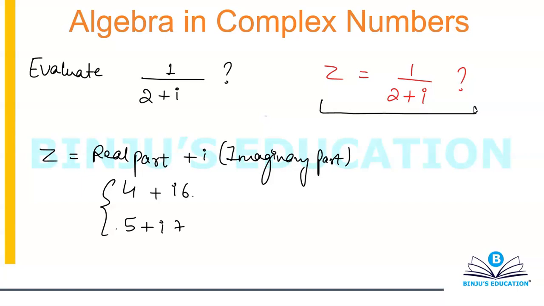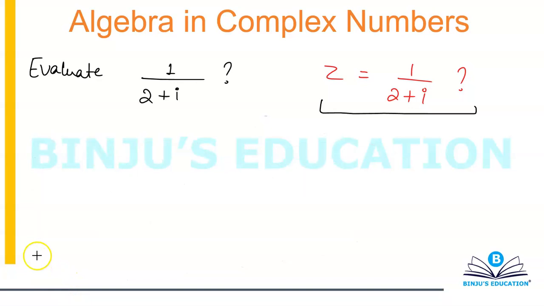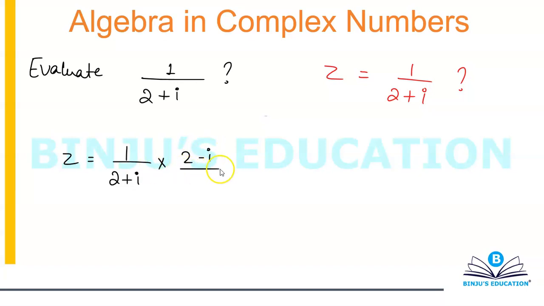So to convert it back into the form of real part plus iota into imaginary part, we're going to multiply and divide this complex number by the conjugate complex of the denominator. That is, if z is equal to 1 over 2 plus iota, then you're going to multiply and divide by the conjugate complex of the denominator.